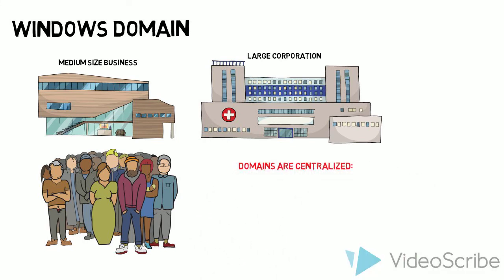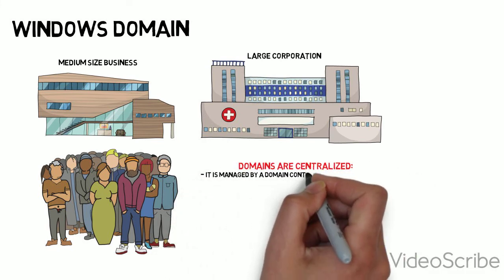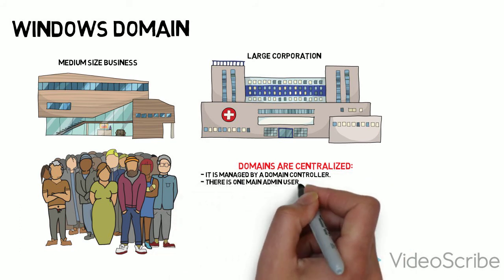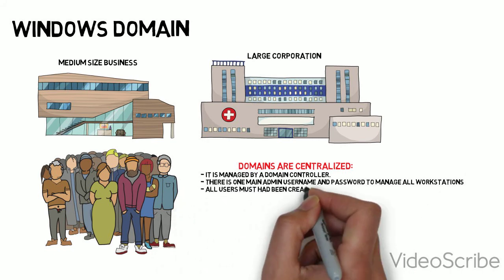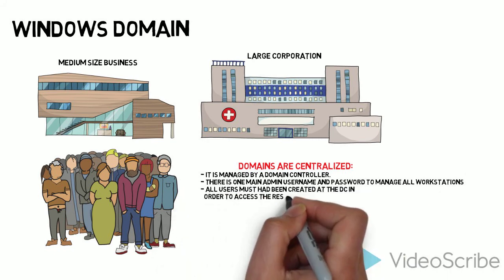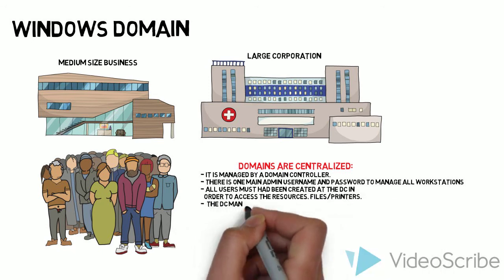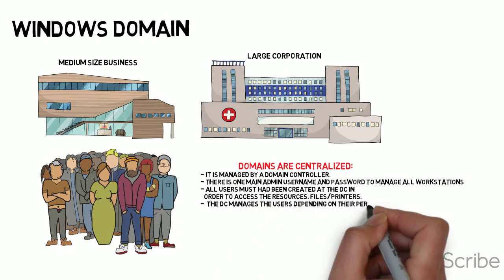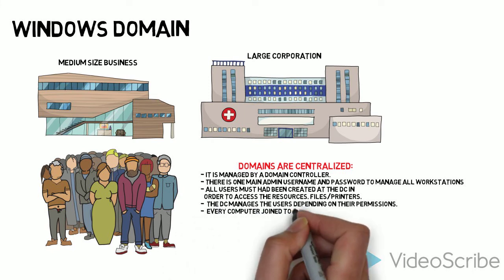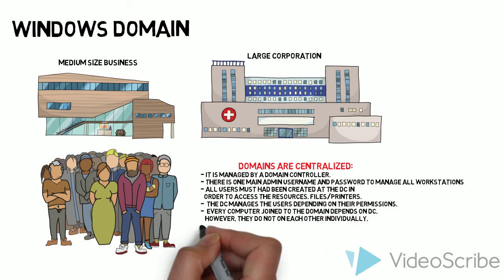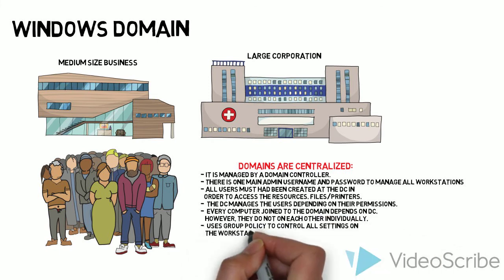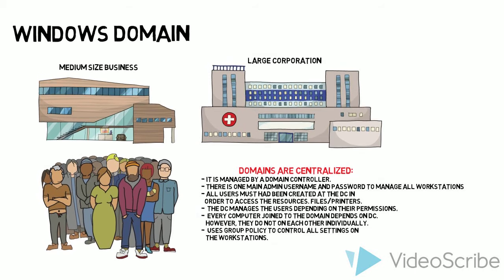Domains are centralized. This means it's managed by a domain controller. There is one main admin username and password to manage all workstations. All user accounts have been created or will be created in the domain controller in order to access the resources, files and printers. The domain controller manages the users depending on their permissions. Every computer joined to the domain depends on the domain controller, but they do not depend on each other individually. They also use group policy to control all settings on the workstations.